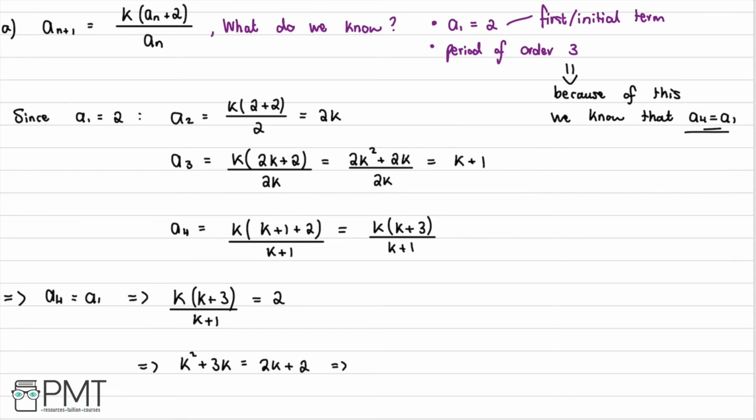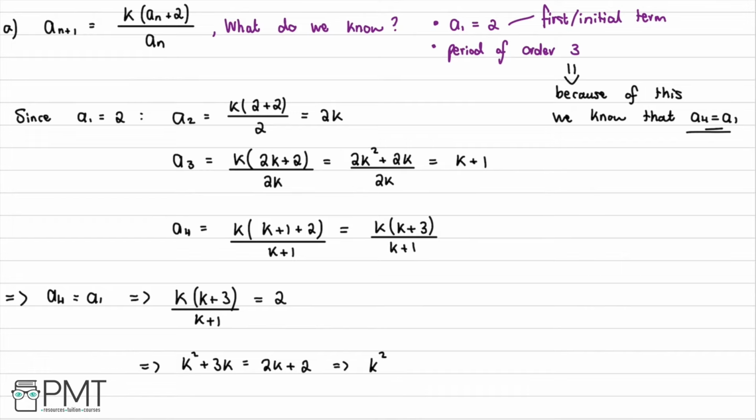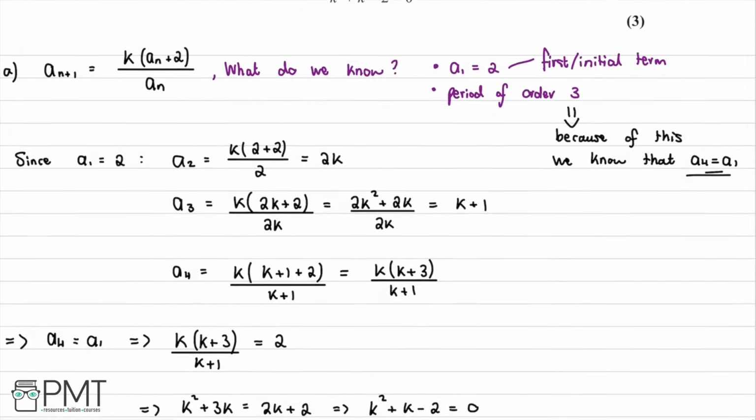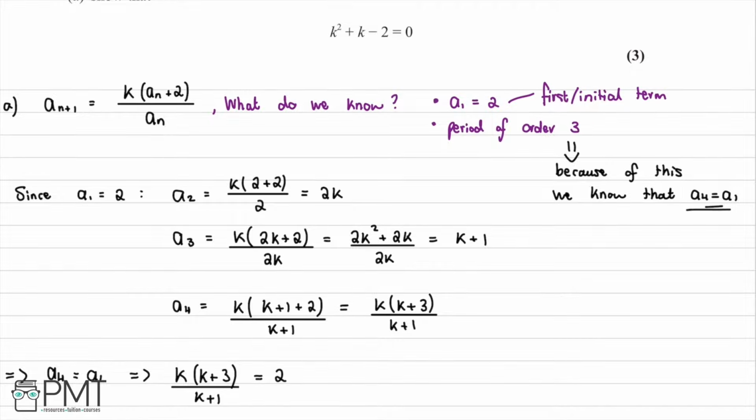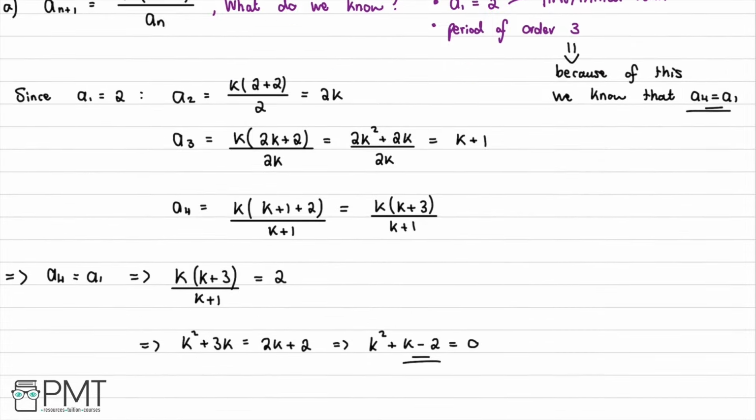What does this give us? This is going to give us k squared, and then we subtract 2k from both sides. That leaves us with 3k minus 2k, which is k, and then we subtract 2 from both sides. So there we go, minus 2, and this leaves us with nothing on the other side. Then we look back to our question. What were we asked to show? We were asked to show k squared plus k minus 2 is equal to 0. We look at what we've got here, and we have k squared plus k minus 2 is equal to 0. So we write a note in here as required, as this is what the question asked us for.